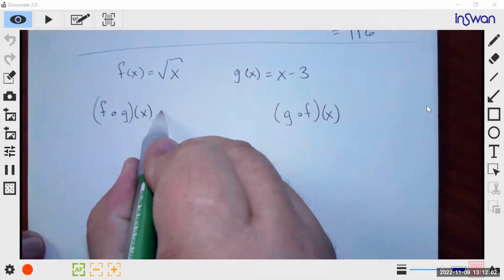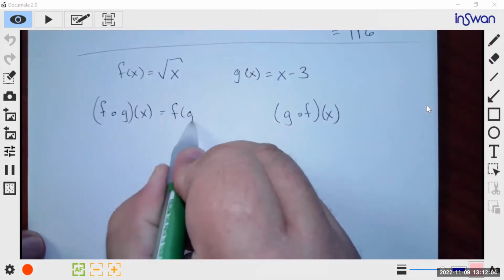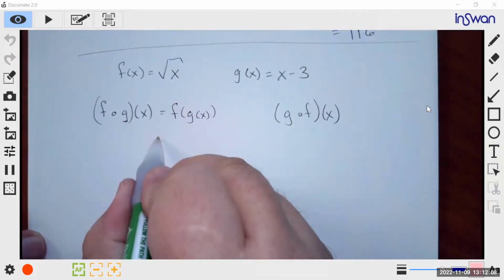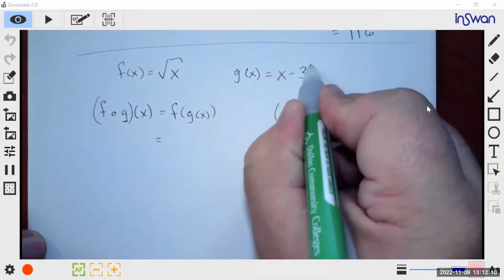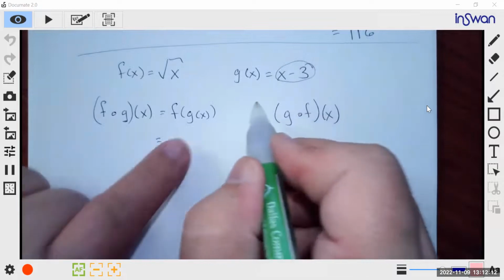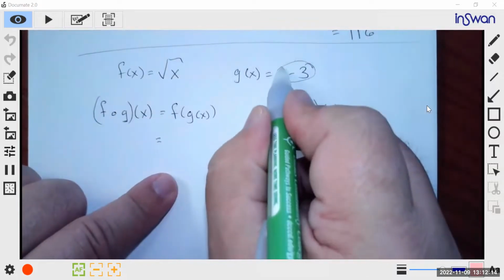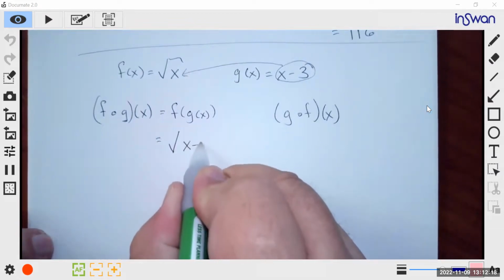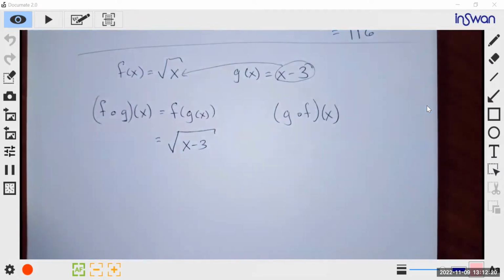What this one says, this one goes inside the f of x. In other words, this equation, the g of x, goes inside the f of x. So anywhere I see an x, it goes there.